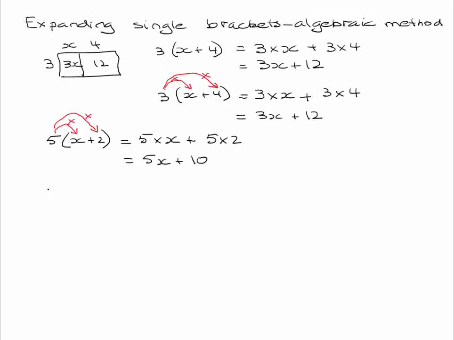If we have 4 brackets x plus 1, then the 4 is multiplied by the x, which gives us 4x, and the 4 is multiplied by the 1, which gives us 4. Notice in this case, we didn't do the middle step, so you can go straight to the answer if you want to, or you can do the middle step if that makes it easier.